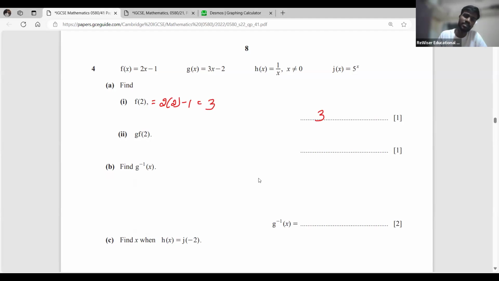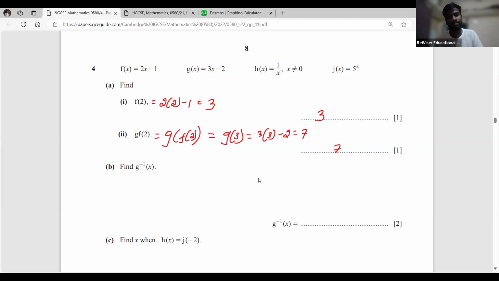And then g of f of 2. So this represents g of f of 2. And we have already got the value of f of 2. This is going to be the same as g of 3. So g of x is given as 3x minus 2. So in that case, g of 3 is going to be 3 times 3 minus 2, which is nothing but 9 minus 2, which is 7. 7 is the answer for this one.